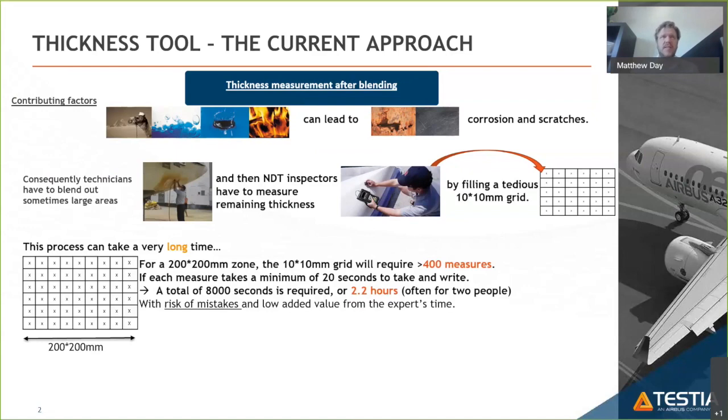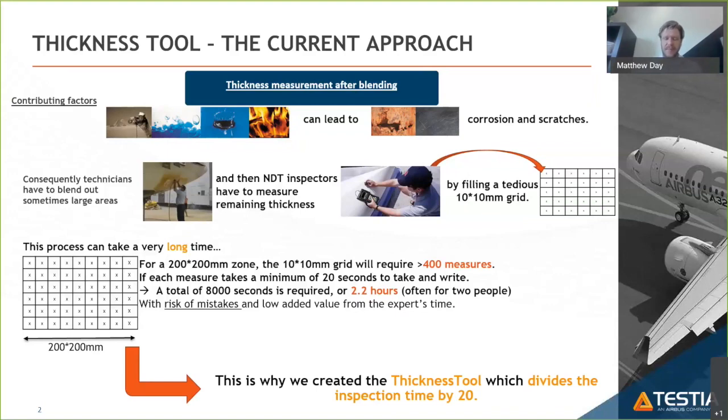Usually, this process is a two-person approach. And if we make the assumption that each measurement takes 20 seconds to record, take, and write down, we're looking at a total of over 8,000 seconds for one grid measurement, 2.2 hours, quite often for two people. There are the risks of mistakes, and this is a very low added value for the expert's time. So this is why Testia created the thickness tool, which divides the inspection time by 20.